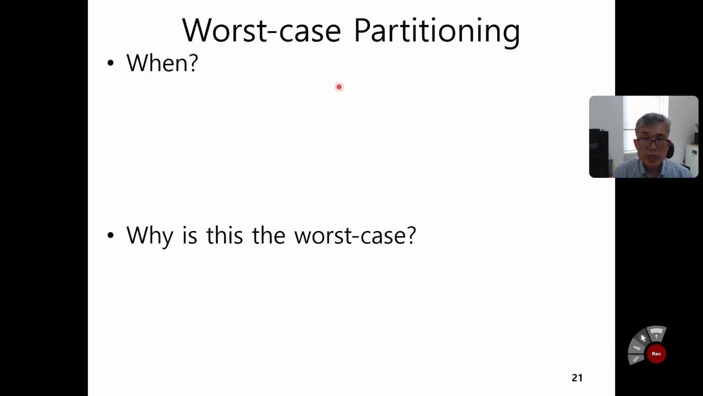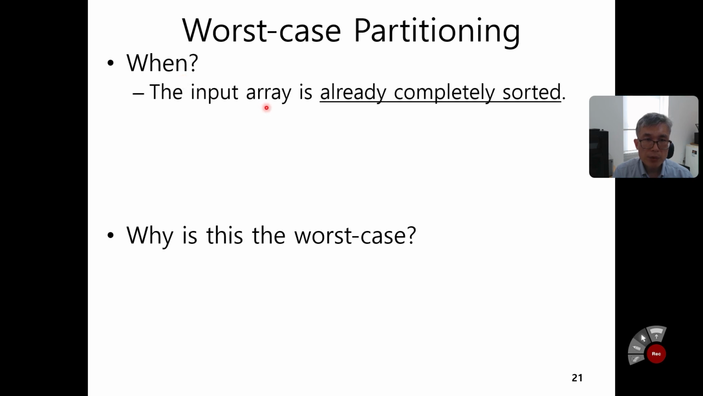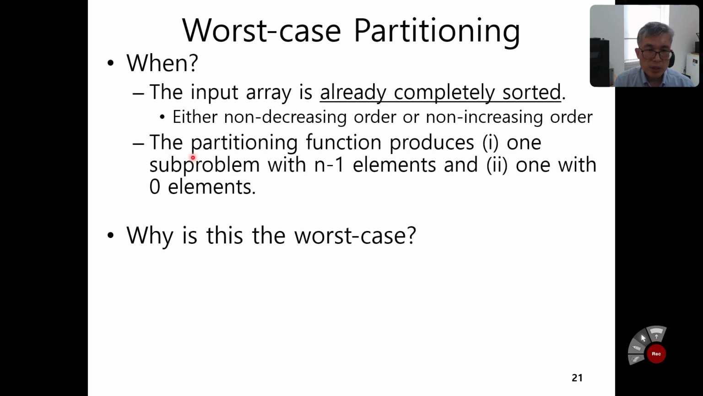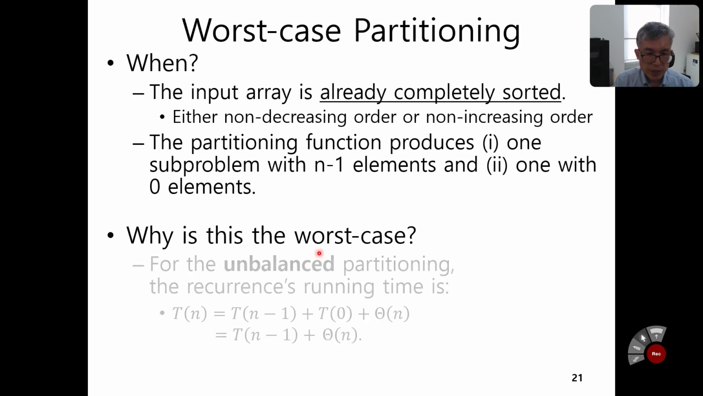So worst case partitioning is when the input array is already completely sorted, such as sorted in either non-decreasing order or non-increasing order. The partitioning function produces one subproblem with n-1 elements and one with 0 elements. Why is this the worst case?